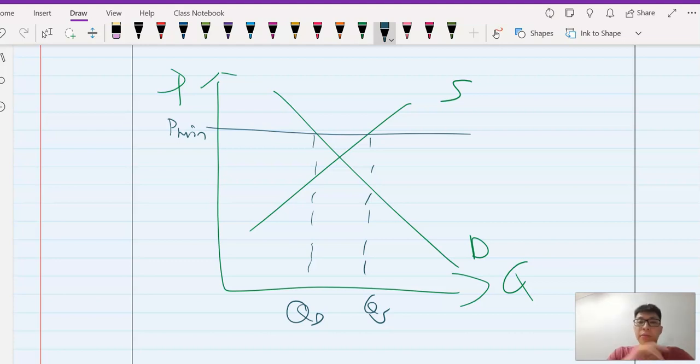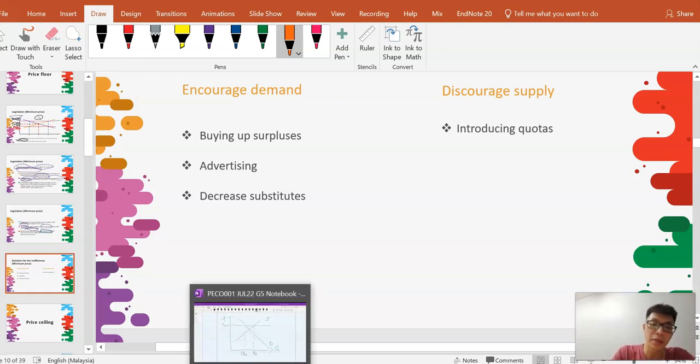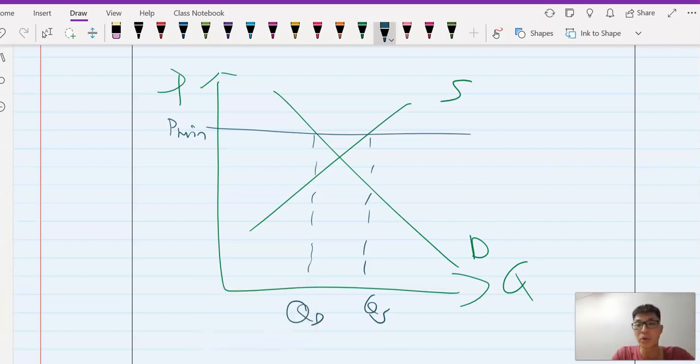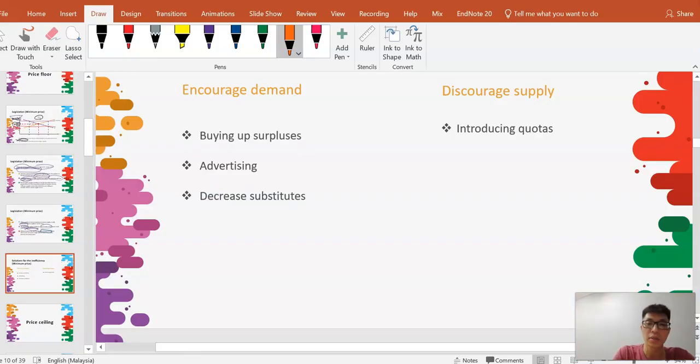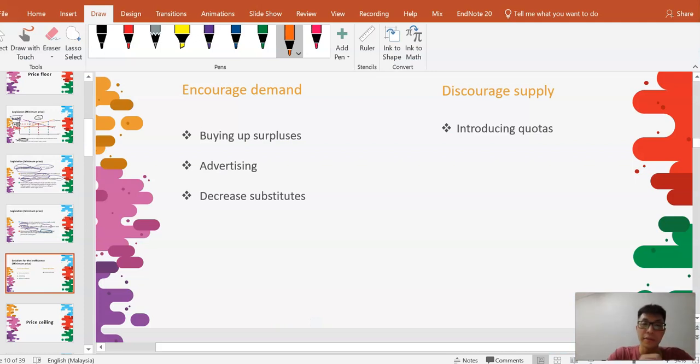right? So the first thing is to encourage demand. Encourage demand or discourage supply is meant to close the gap. Encourage demand simply means they want to try to shift the demand curve until there's no more surplus. Similarly, discourage supply just means that they would like to decrease the supply until the gap closes, whichever works.